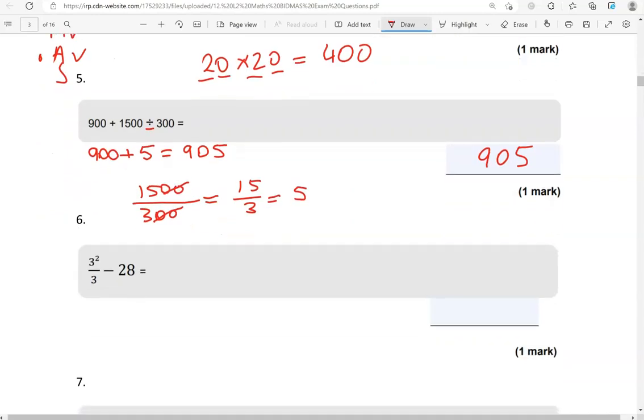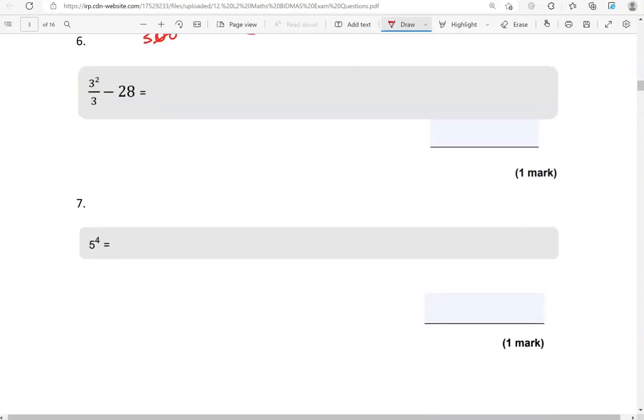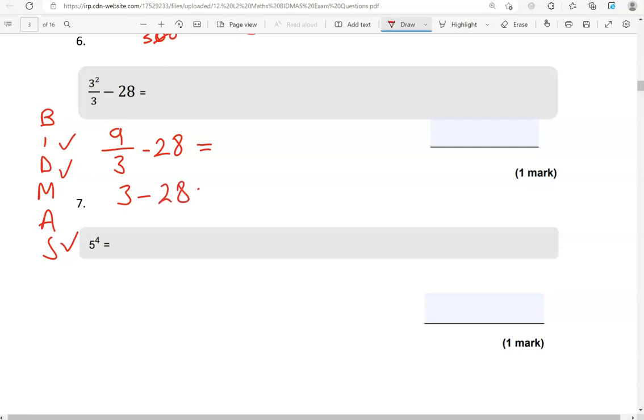We've got 3 squared divided by 3 minus 28. So referring to BIDMAS, we've got indices, we've got division, that's the fraction line there, and the subtraction. So what we're going to do first is the index, the squaring. 3 squared, that is 3 times 3, which is 9. We keep the rest as it is for now. So now we only have the division and the subtraction, so we'll do division first. 9 divided by 3 gives us 3 minus 28.